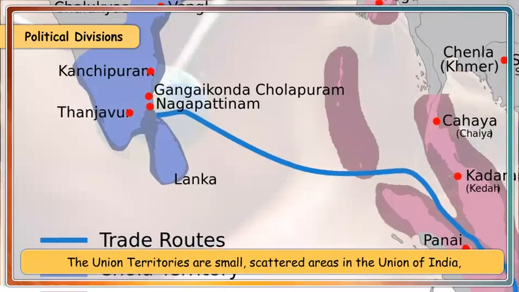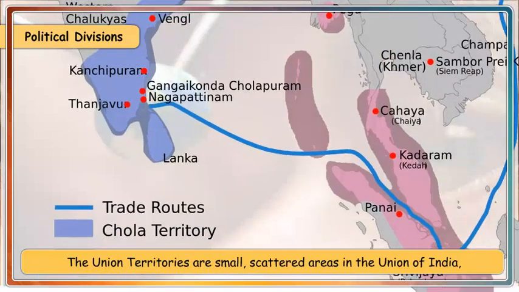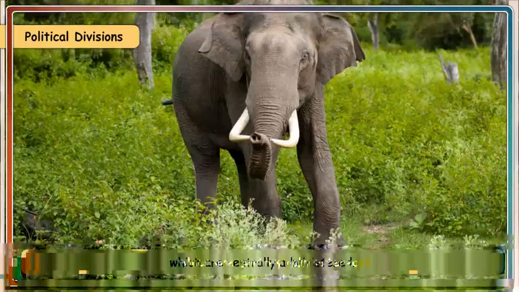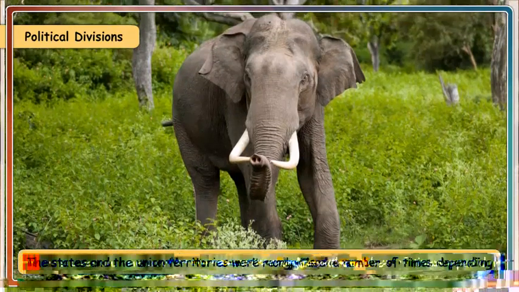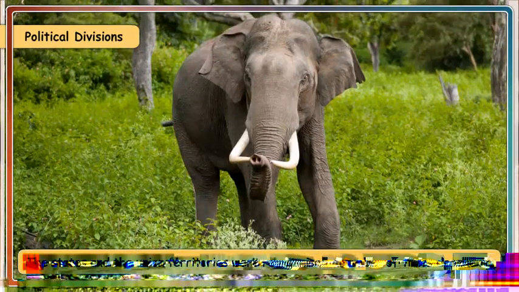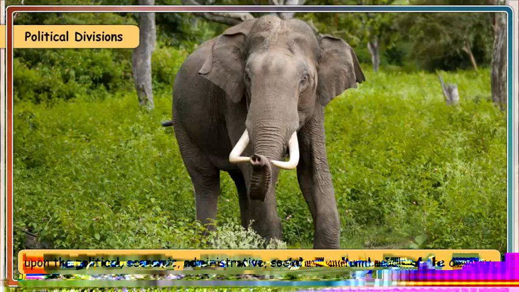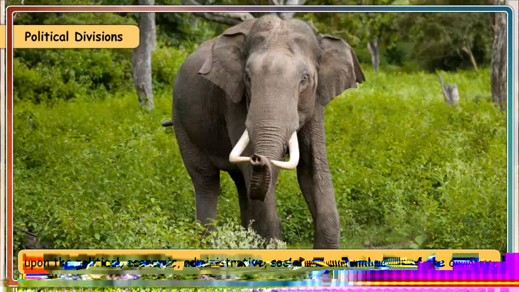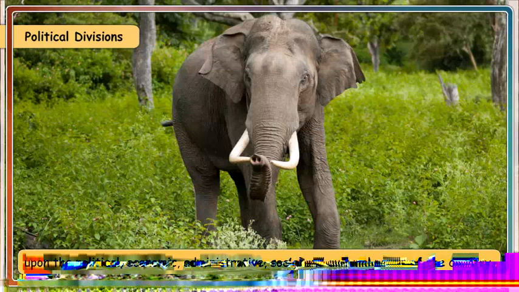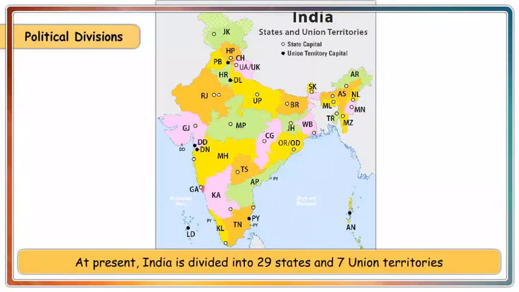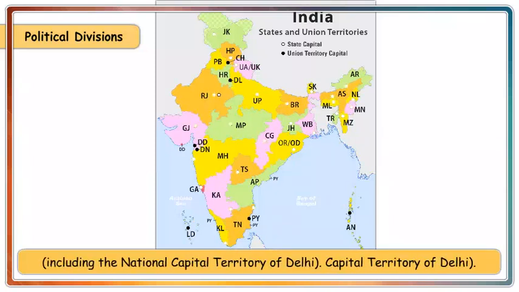The Union Territories are small, scattered areas in the Union of India which are centrally administered. The states and the Union Territories were reorganized a number of times depending upon the political, economic, administrative, social and cultural needs of the country. At present, India is divided into 29 states and 7 Union Territories, including the National Capital Territory of Delhi.